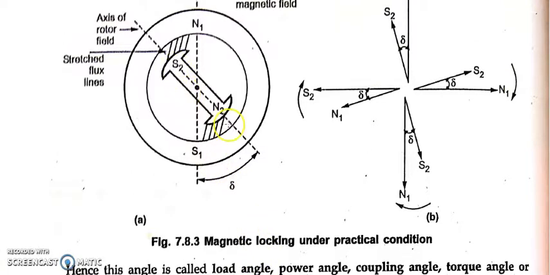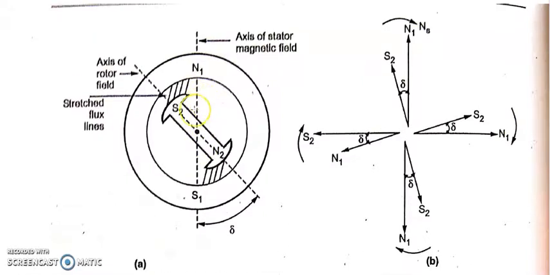Always remember, the rotor axis and stator axis are not overlapping each other practically, as happened in the ideal condition, where both were on the same axis. Here it doesn't happen so practically. Some amount of angle is always present between the rotor axis and the stator axis. You can see some stretched flux lines. They are stretched because as you go on loading, the stretching will increase, and the delta will also increase.